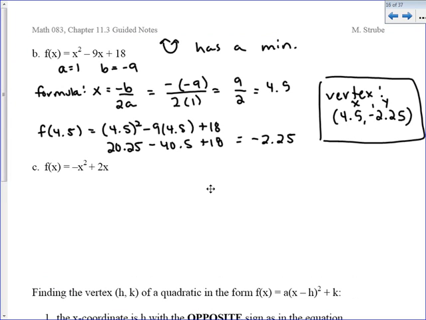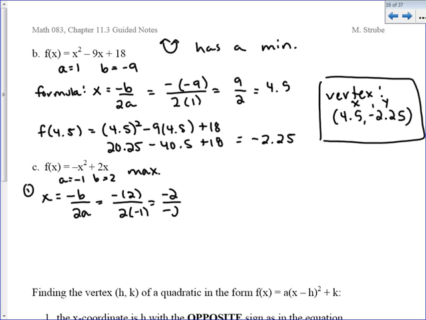Max. This one opens downward. So if you're asked, do you have a max or min on a quadratic, you're just looking upward or downward. It's got a maximum. So for our vertex, we use the little formula for x. If we substitute in, we have a is -1 and b is 2. -2 over 2 times -1. It's -2 over -2, which gives me 1. What did people get for the y value? There are 2 y values that I expect to see. Only one of them's correct.